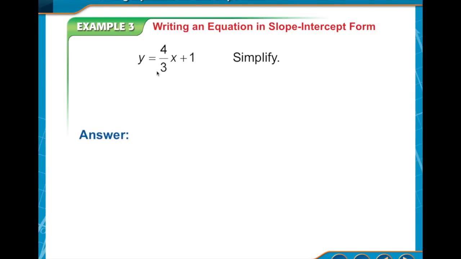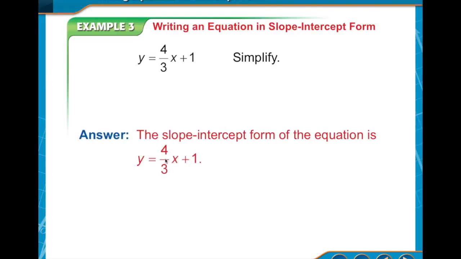So we're at this step now. Now we have to ask ourselves, is this written in the form y equals mx plus b? And the answer is yes, it is. We have y alone. Here's our m, our slope, x plus some number. So that's perfect. That's the form we wanted.